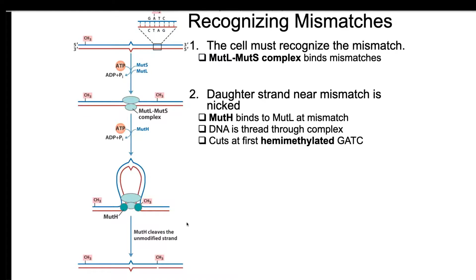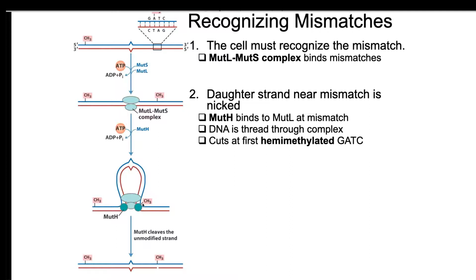Well, there is a protein complex called mut-L and mut-S. Mut-L and mut-S form a complex, and they recognize mismatches. They recognize this abnormal structure and they bind it. And then they start feeding through both ways the DNA until they come to the first hemimethylated site. And at the first hemimethylated site, they then make a cut, and that is mut-H.